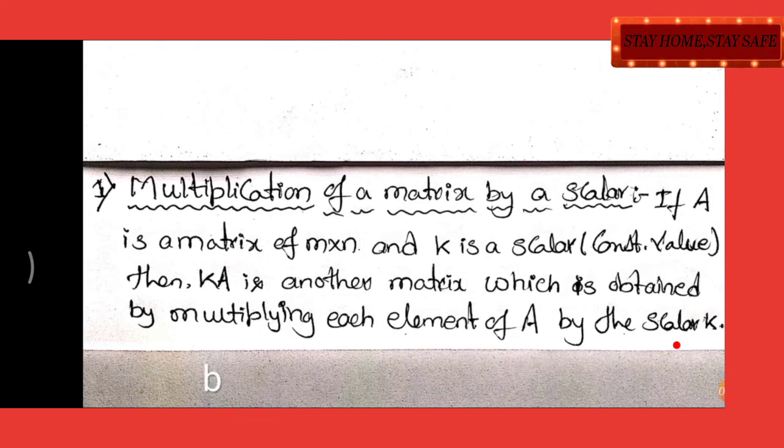by a scalar. What it says is that a matrix would be given, of order m by n, and then a scalar, or a constant value, would be given. Then what we need to do is multiply each element of that matrix by that constant value, and then prepare a matrix of the same order, but it would be kA. Instead of matrix A, it would be called the kA matrix.